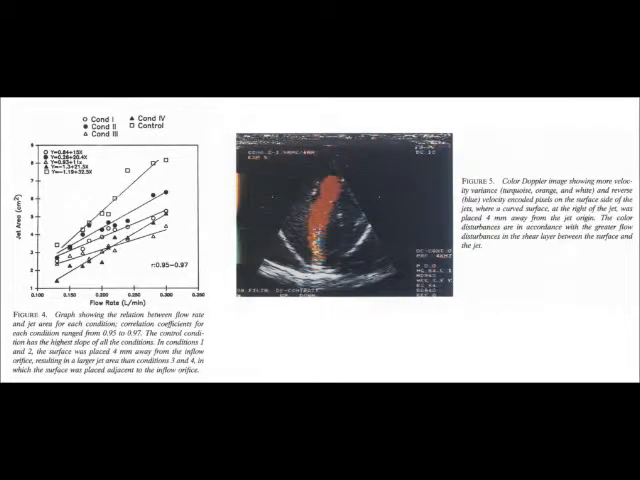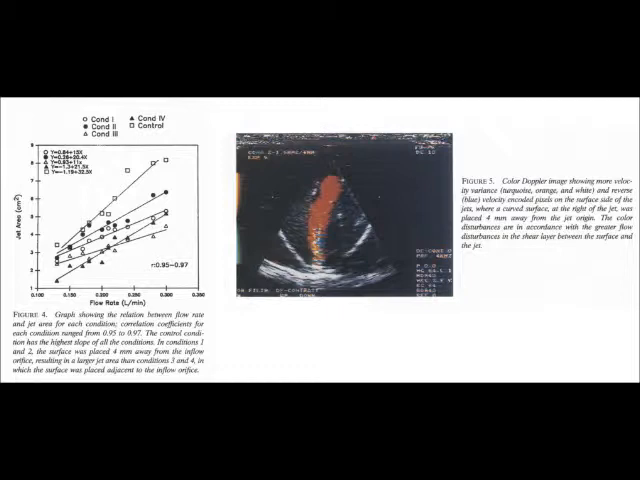The control condition had the largest jet area for each flow rate and the highest slope for the relation between jet area and flow rate. The linear regression relations between jet area and flow rate for conditions 2 and 4, curved surface, had higher slopes than for conditions 1 and 3, straight surface. The control flow jet area was larger than the jet area of each surface condition at each flow rate.